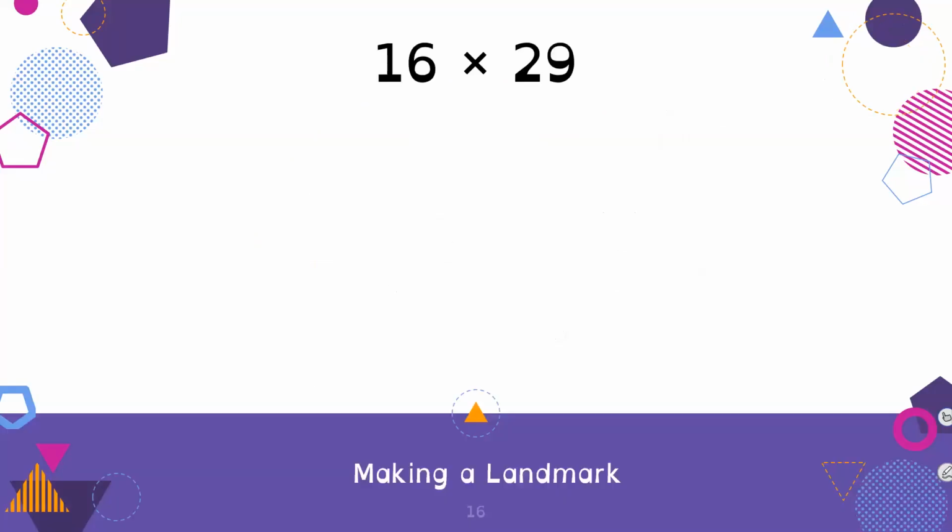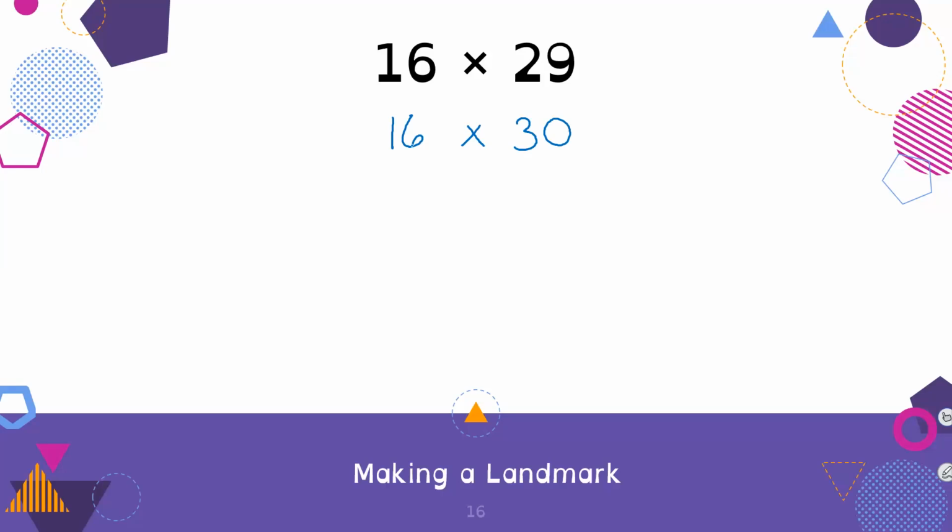So our question today is 16 times 29, and we are using the strategy of making a landmark. So what that means is that we are going to do a question that is similar to this question to help us figure out this question. 16 and 29 are neither of them really friendly numbers, but 29 is pretty close to 30. So I'm going to make a landmark of 30. I'm going to do 16 times 30 and figure that out, and then I'm going to use that to figure out what 16 times 29 is.